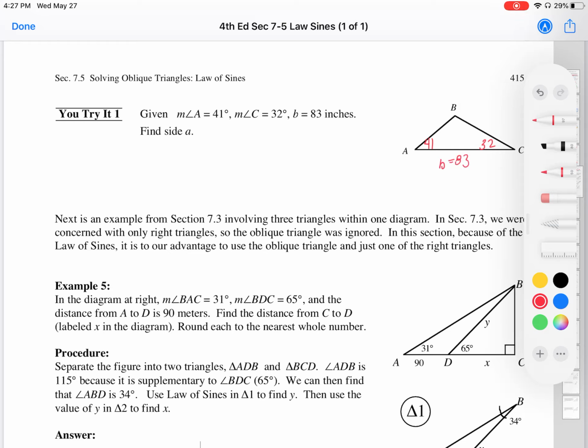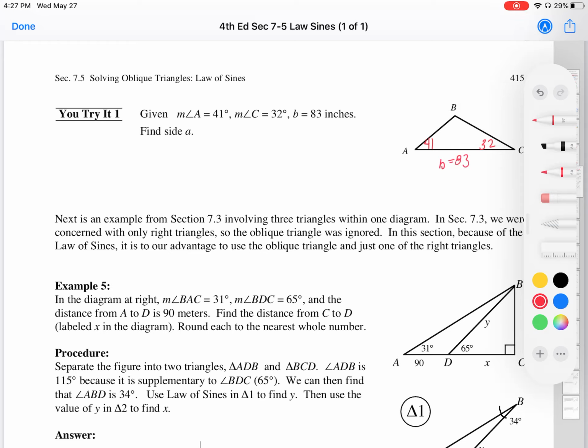All right, we're trying to find the unknown side A. So what is A? We don't know. Let's figure that out. We want side A, so our formula would be A over sine of A is equal to, we have angle B and side B, so we will use B over sine of B. Side A is our unknown. Angle A is 41 degrees. Side B is 83 inches, and angle B is 107. We multiply both sides by sine of 41, so we get A is equal to 83 times sine of 41 over sine of 107.